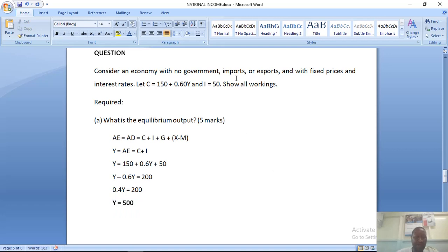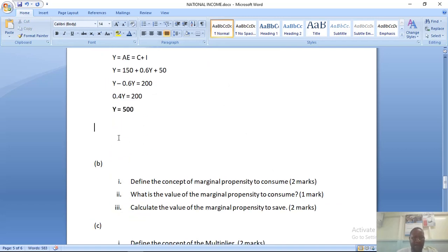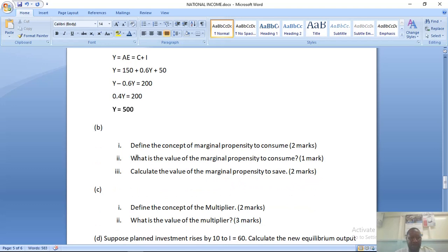That's the equilibrium income. Part B of the question, we are told to define the concept of marginal propensity to consume. Marginal propensity to consume, MPC, is the percentage of income that is spent on consumption. Number 2, what is the value of marginal propensity to consume?